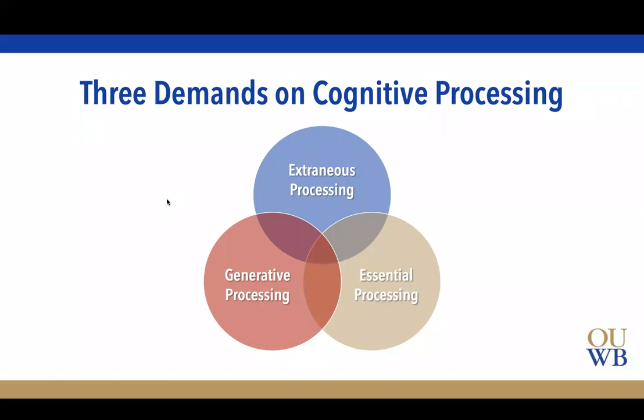So that's why I said on the previous slide, learners really have to engage in all three of those steps: selecting the right words and images, organizing those words and images into some sort of mental representation, and then they have to integrate.